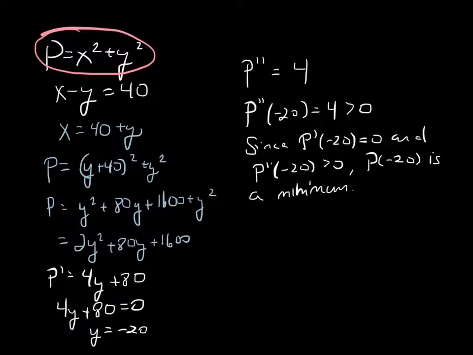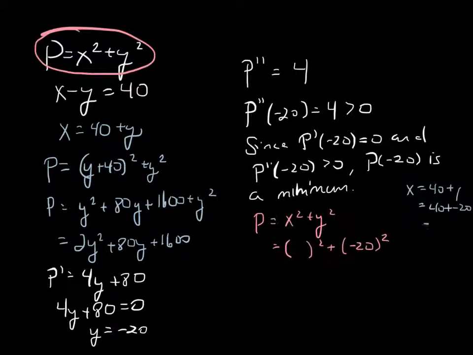Now we're not done because we actually have to find the minimum value of p, and we know that p is x squared plus y squared. Well, we found our y. We know that that's negative 20, and we know that x is equal to 40 plus y. So if x is equal to 40 plus y, then x must be 40 plus negative 20, which is 20. So let's plug that 20 in.